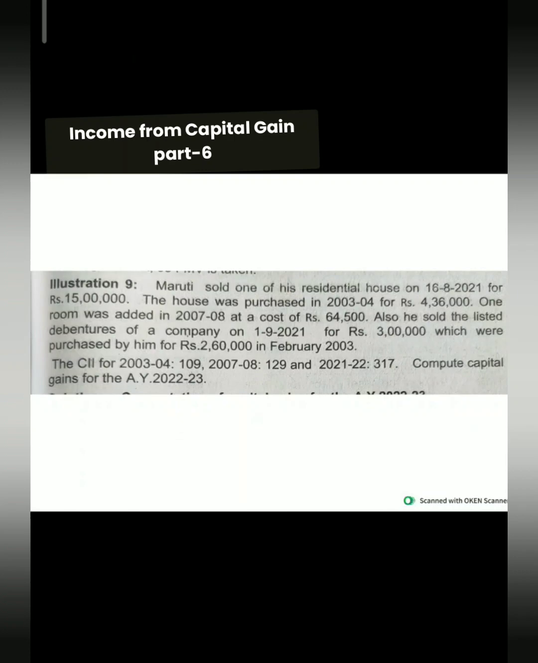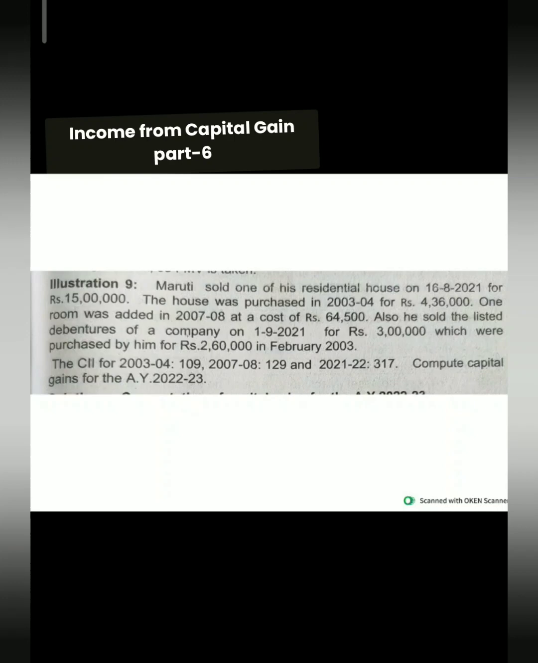So this is one of the illustrations regarding the computation of income from capital gain. Maruti sold one of his residential houses on 16/8/2021 for Rs 15 lakh. The house was purchased in 2003-04 for Rs 4,36,000. One room was added in 2007-08 at a cost of Rs 64,500.